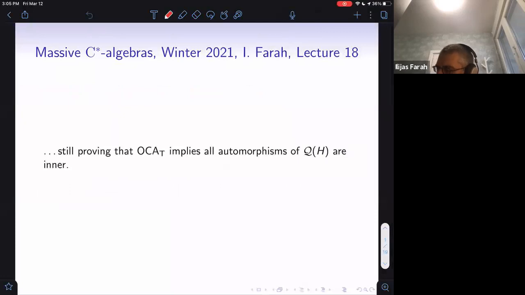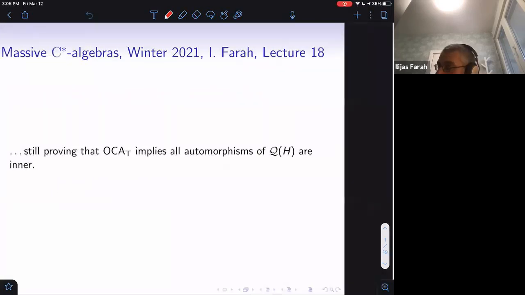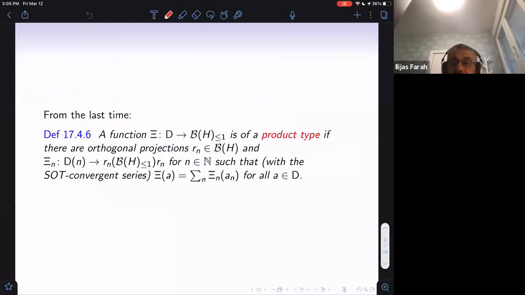And right, so we are still proving that OCA implies all automorphisms of the Calkin algebra are inner. And last time at the very end, I spent maybe less than 10 minutes sketching a proof of a lemma. Since the lemma is very important, I'm going to do it slowly now. Basically, I only sketched the beginning of the proof anyway. So we'll see the end of the proof now, but of course I need to remind you what is going on.